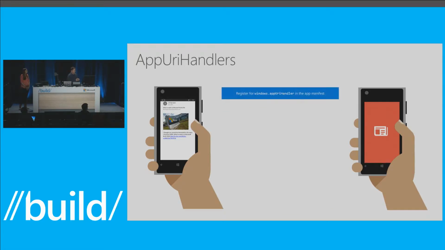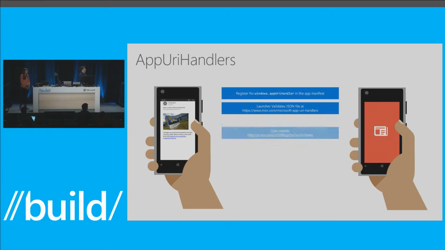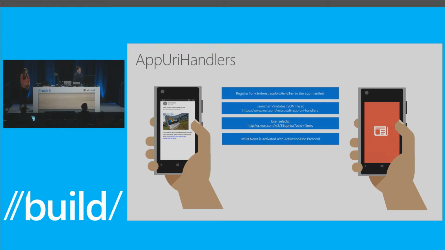What the MSN News app did is they registered for an App URI handler in their manifest, and they also put a JSON file up on their website to tell us that the app and the website were linked. When the user tapped on that link, like I did in the mail, the OS inspects that link, and then instead of going to the web, it activates the MSN News app with a protocol activation, and the user gets the native app experience. So let's take a look at that in code.